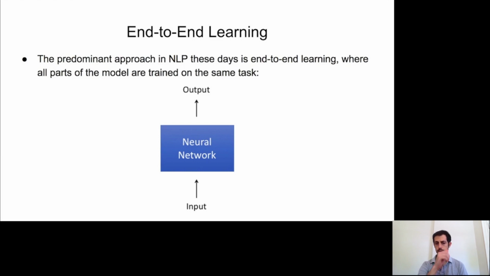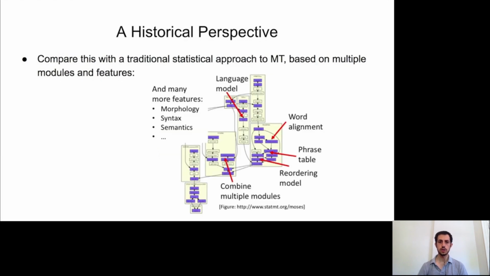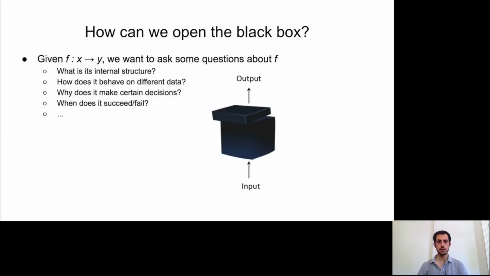Obviously, there are some shortcomings of this approach, and the main one is that we don't necessarily know what each part of this big neural network does, in contrast to the MT system, where we have much more specific information about the different modules participating in the translation task. So often this is thought of as a black box, and we'd like to ask how we can open the black box.